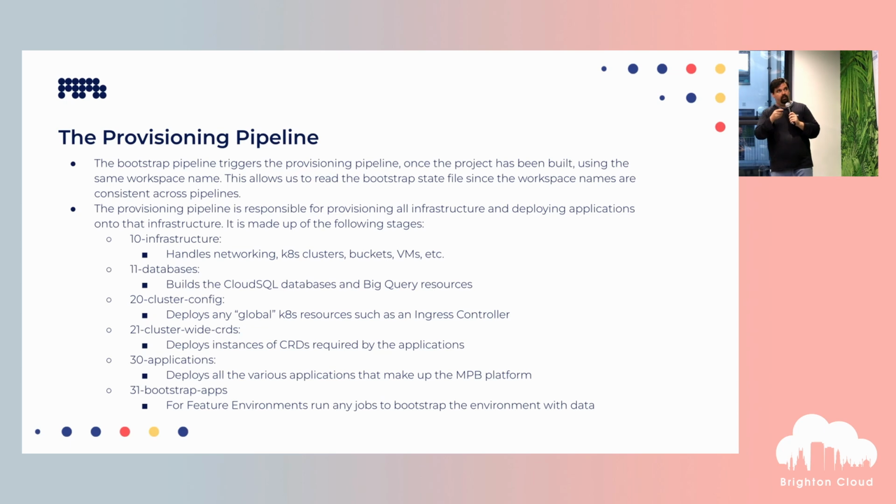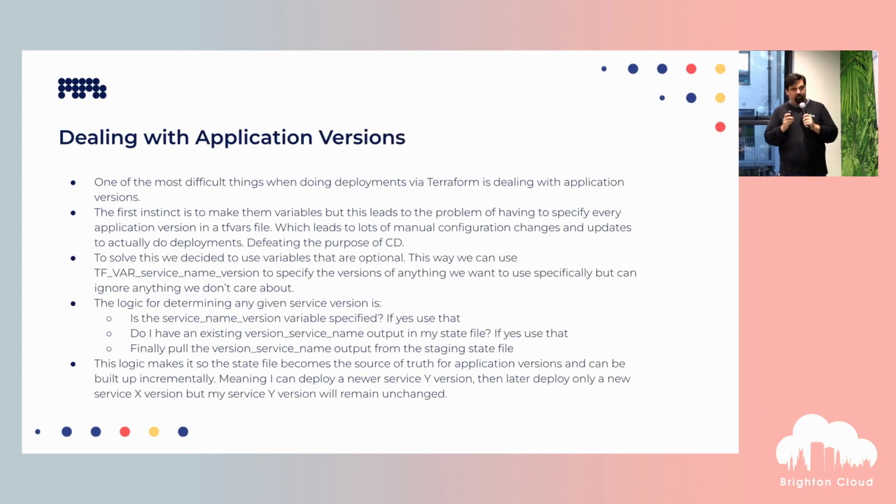Cool. All right. This is, to me, probably the most complex thing that we had to do. And it took us a while to figure it out. And I'll be honest with you, there were times we were like, I don't know if this is actually possible to do. But dealing with application versions. The first instinct is you're just like, well, I'll just make them variables, right? I've got 15 services. I'll make 15 variables, like service X name version, service Y name version, and I'll just configure them all, right?